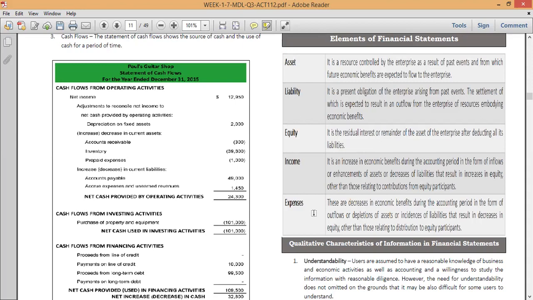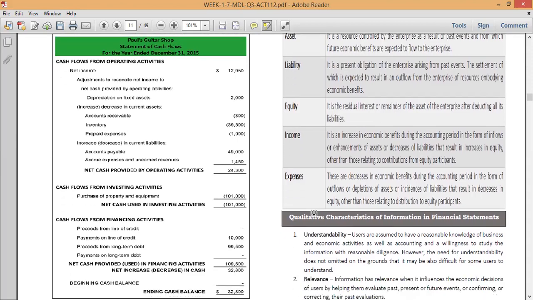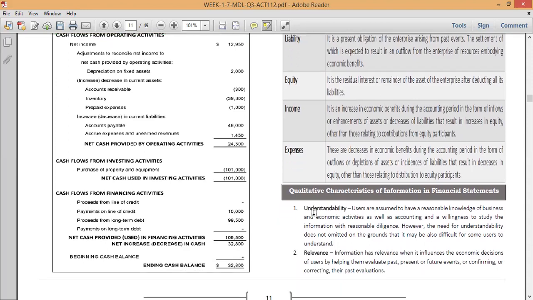Okay, next, so I hope clear tayo dyan sa 5 elements of financial statements: the asset, liability, equity, income, and expenses. So next natin is the qualitative characteristics of information in financial statements. So quality, from the word quality, ito po yung character na meron sa financial statements mo. Okay? So when preparing the different financial statements, dapat syempre kailangan quality 'yan.